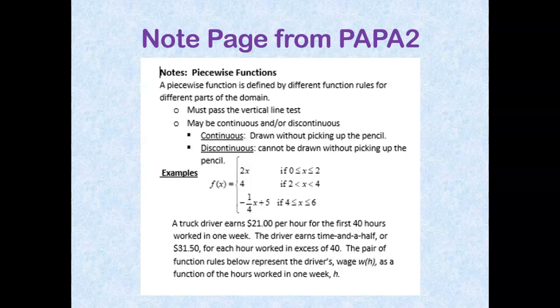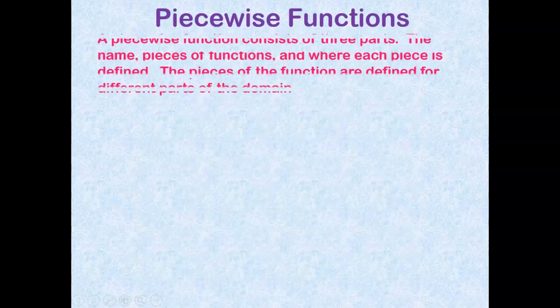They can be continuous or discontinuous, and if they're continuous, that means we can put our pencil down on the left side of the paper, graph the entire thing all the way across the domain, and never pick the pencil up. If you have to pick the pencil up, it's discontinuous, and so you might have a jump or a gap or a hole in the graph, which would make it discontinuous. We looked at a truck driver problem, and we'll talk more about that as we go.